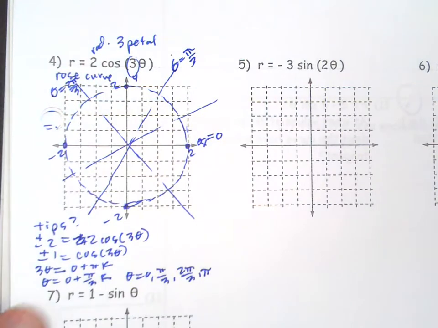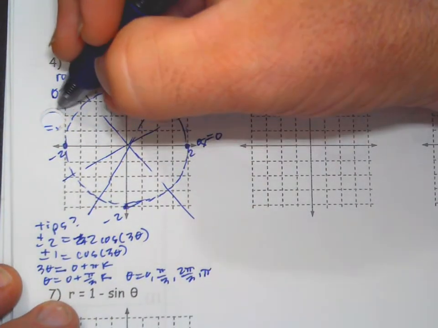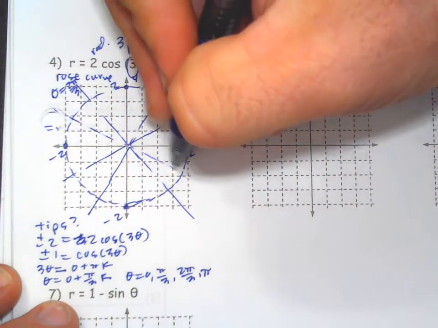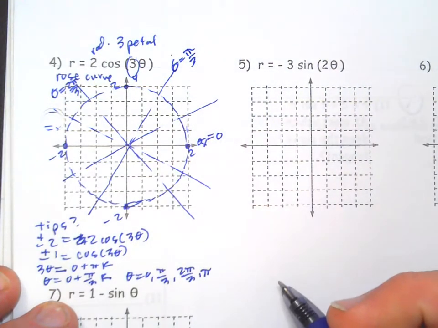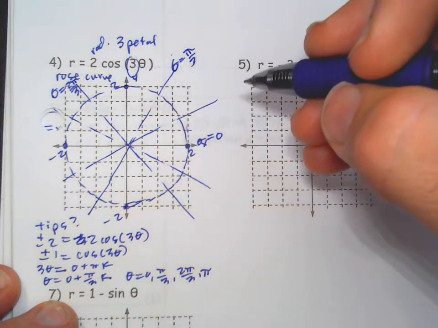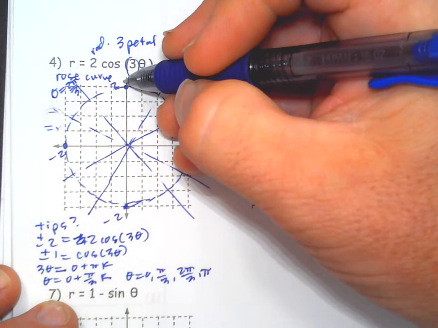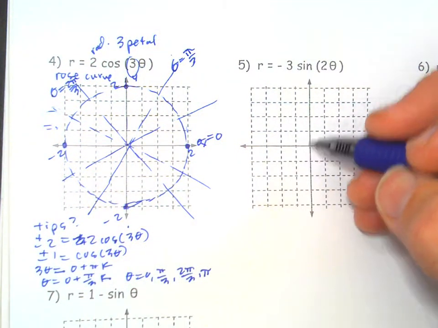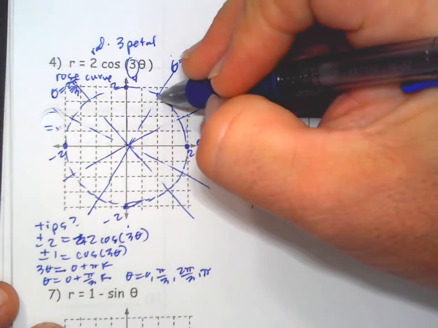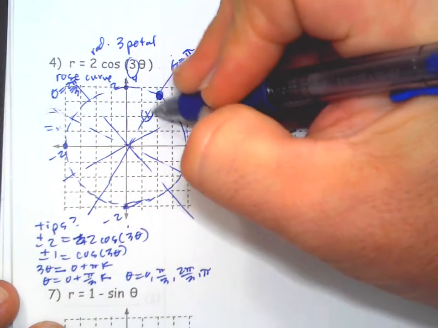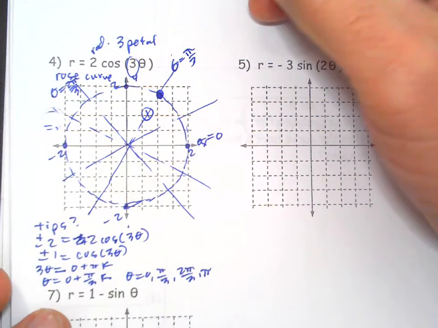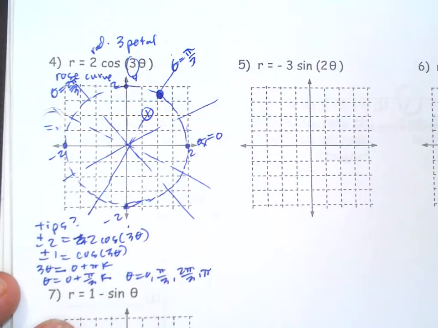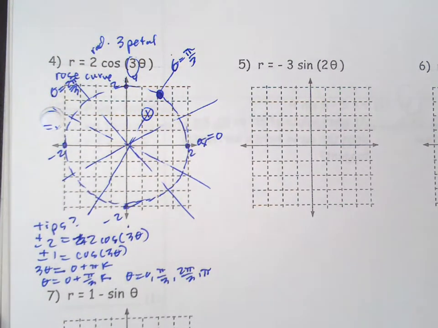So we need to graph the angles in between them because that's going to be the edges of the petals. I don't know if I got them all. Okay, so the first one is going to be at pi over 3. That's going to be the first petal. I'm going to want you to number the petals, show me where it starts and ends, show me the direction. For a lot of these graphs, I'm going to want you to show me start, end, and direction.